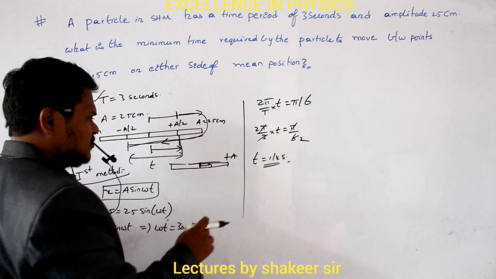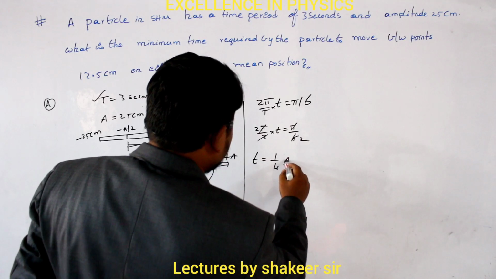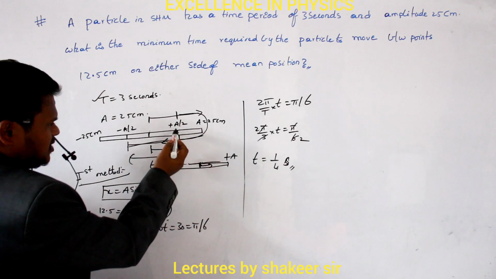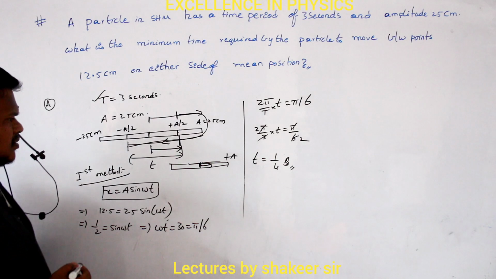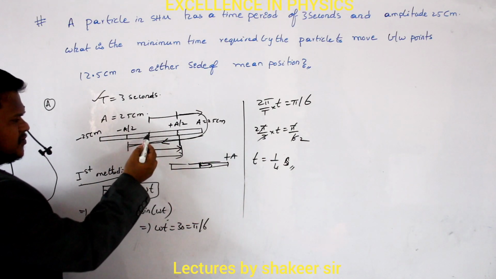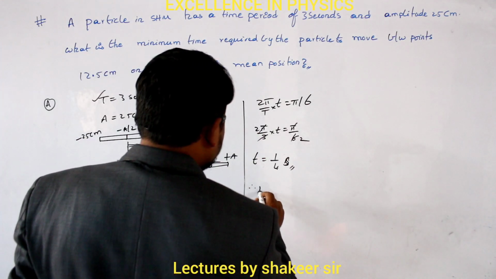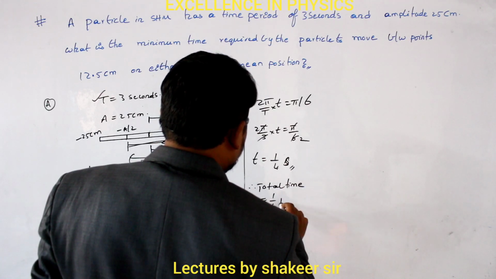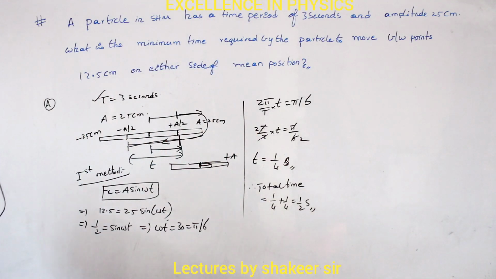Clear? So therefore, time taken from 0 to plus a by 2 is equal to 1 by 4 second. So therefore, time taken from plus a by 2 to mean position also will be 1 by 4. But this is not what I want to know. I want from plus a by 2 to minus a by 2. So plus a by 2 to 0 is 1 by 4, and 0 to minus a by 2 is another 1 by 4. So therefore, total time taken will be 1 by 4 plus 1 by 4, which is 1 by 2 seconds. Clear? So in this method, I can do the calculation.